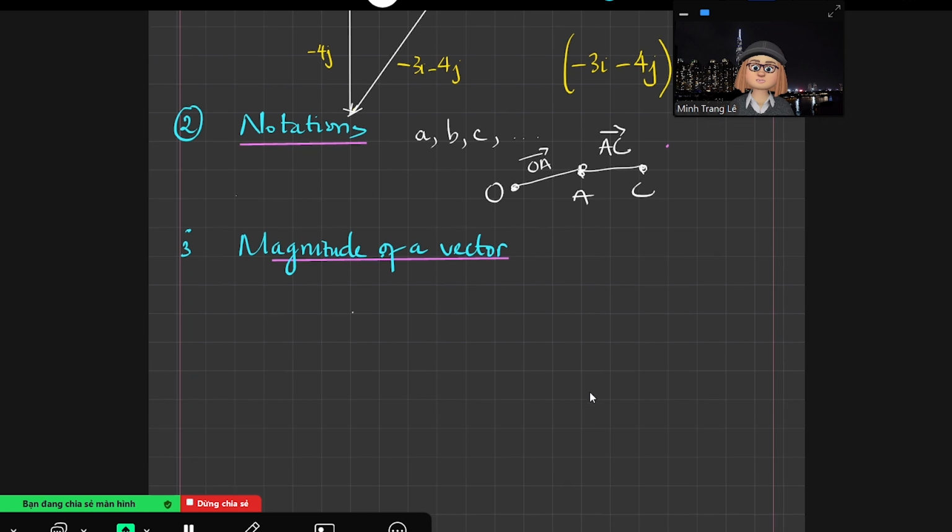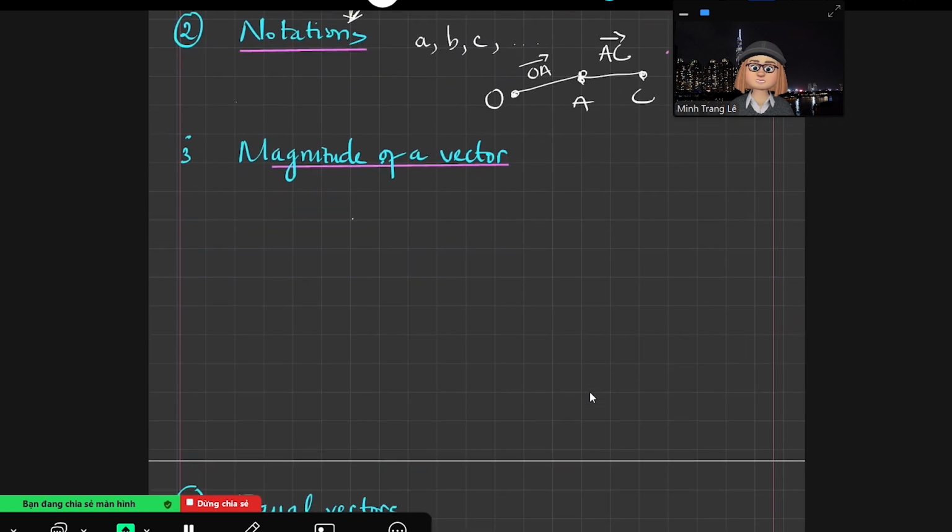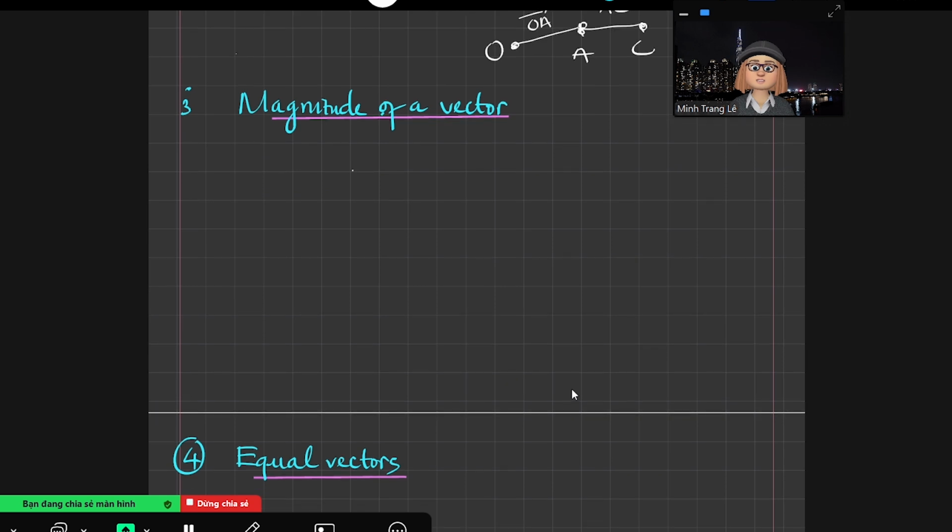Okay, so what is the magnitude of a vector? Well, it's just a fancy way of saying how long the vector is. It is the distance from the starting point to the end point. This is called the modulus or magnitude, and it is notated like this.